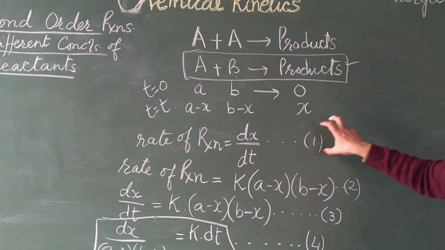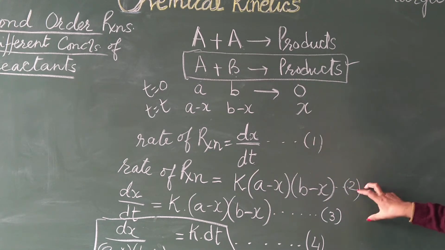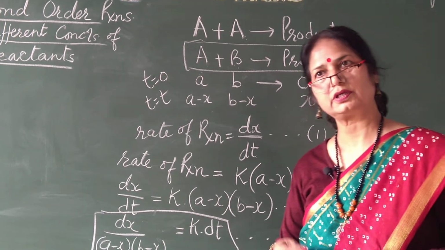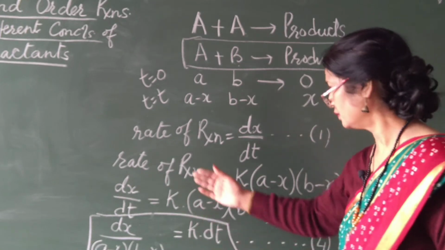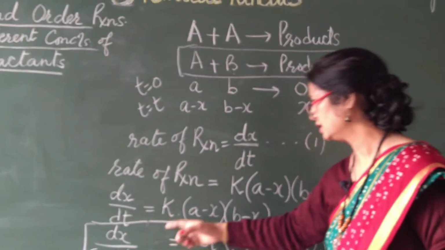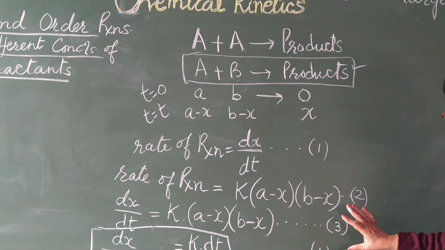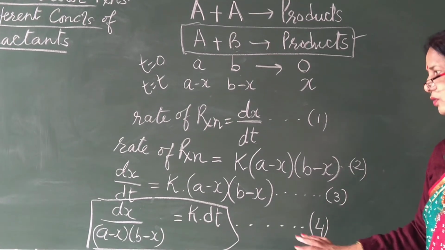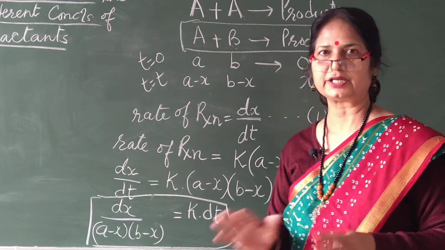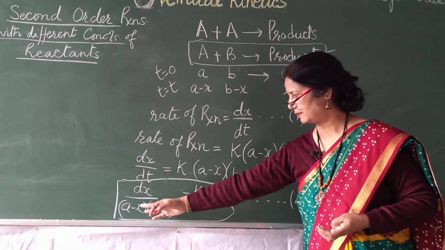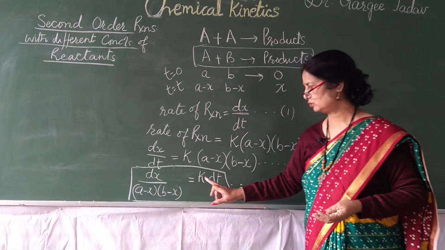So we are having two equations which are depicting the rate of reaction. And since both are depicting the rate of reaction, we can equate them. When we equate them, we get this equation: dx upon dt is equal to k, a minus x, b minus x. Let it be equation number 2. Now a bit of rearrangement is done over here, and we get it in this form: dx upon (a minus x)(b minus x) is equal to k dt.